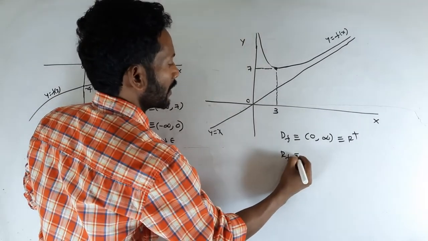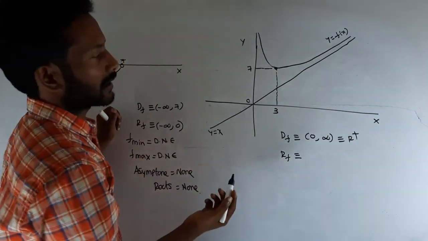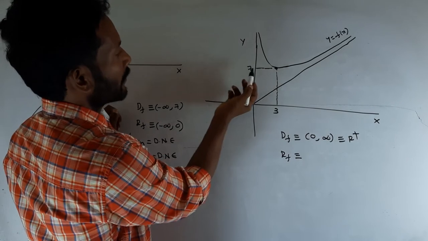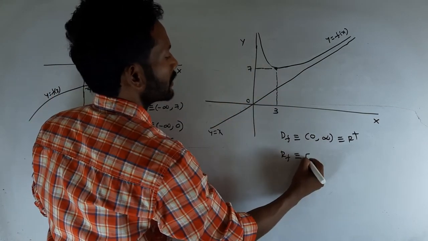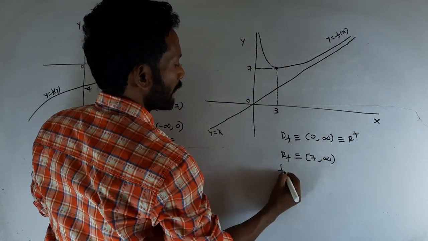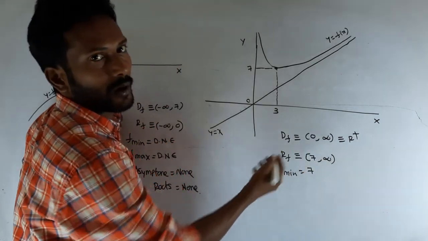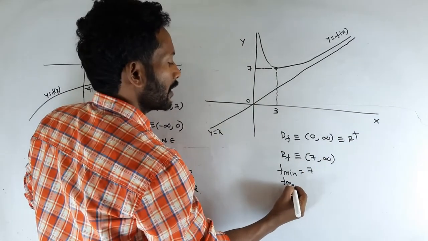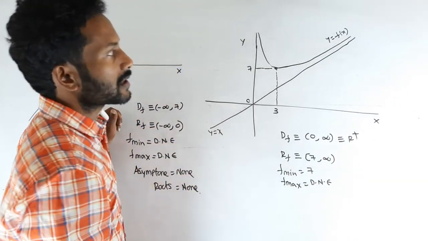Range of this function. Range is the portion of y-axis which is covered by the graph. So range of this function is closed interval 7 to infinity. This one is a shaded circle. So f minimum is 7. It is a closed interval at 7, so 7 is a part of the range. So f maximum does not exist. Infinity means does not exist.